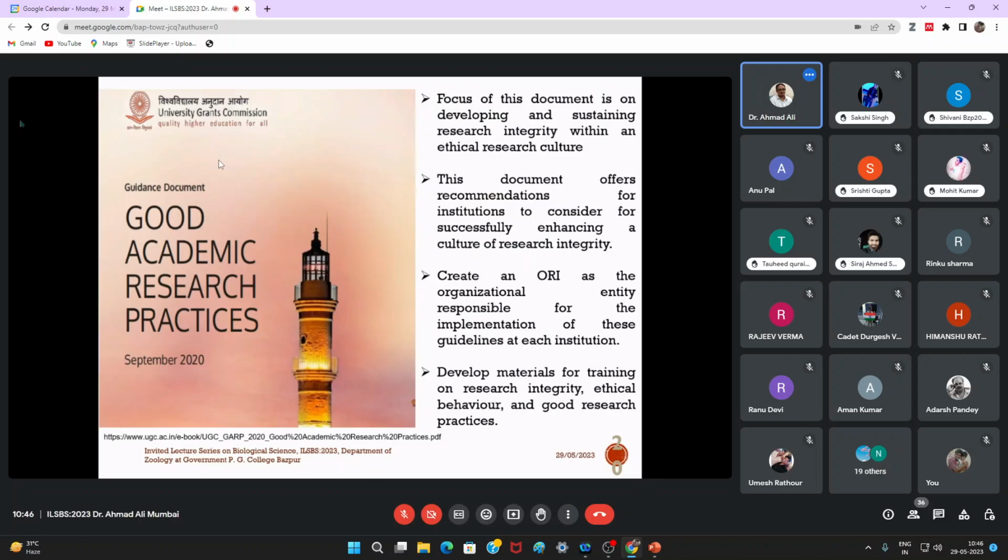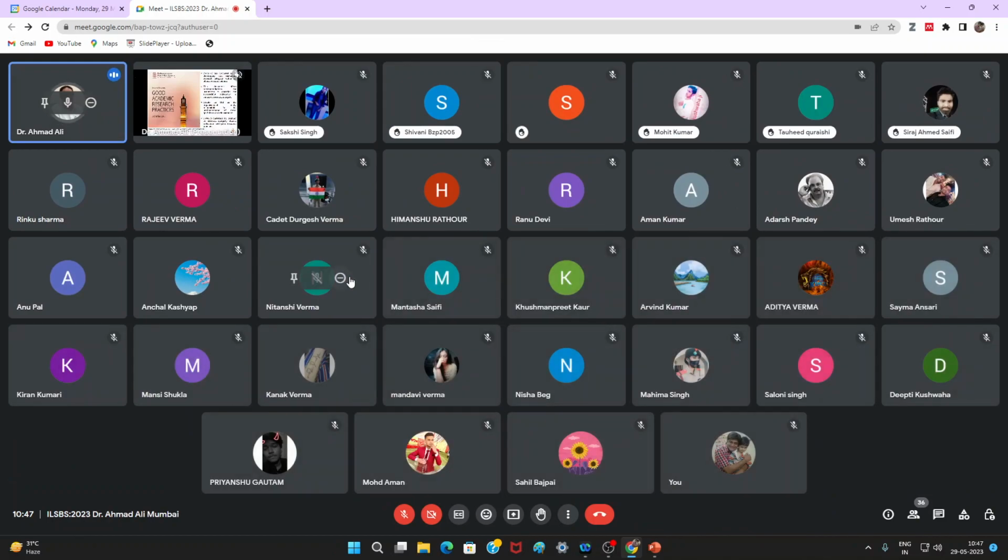Accordingly, the Government of India, through UGC, published a gazette and now a book in the form of what we call GARP, Good Academic Research Practices. It is available online. I have given the link in the slide. You can just go to the net and find this GARP document, which was released in 2020.